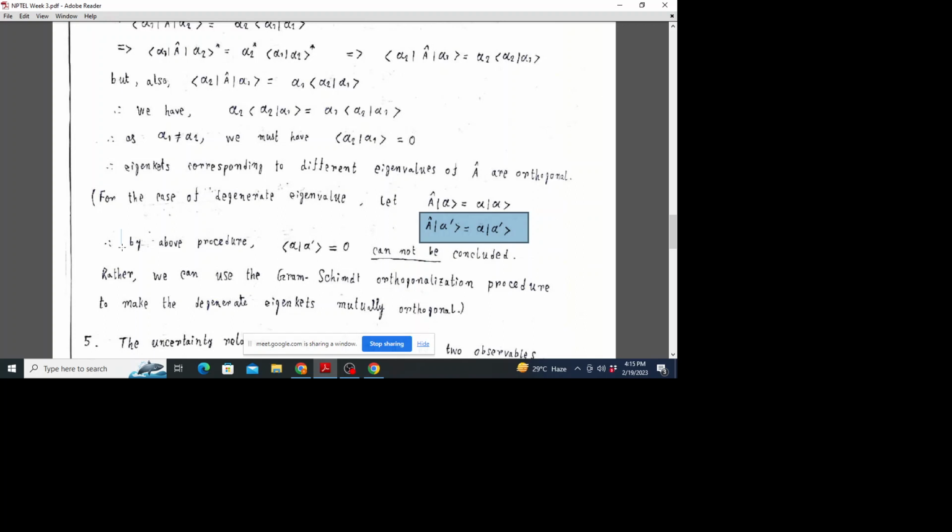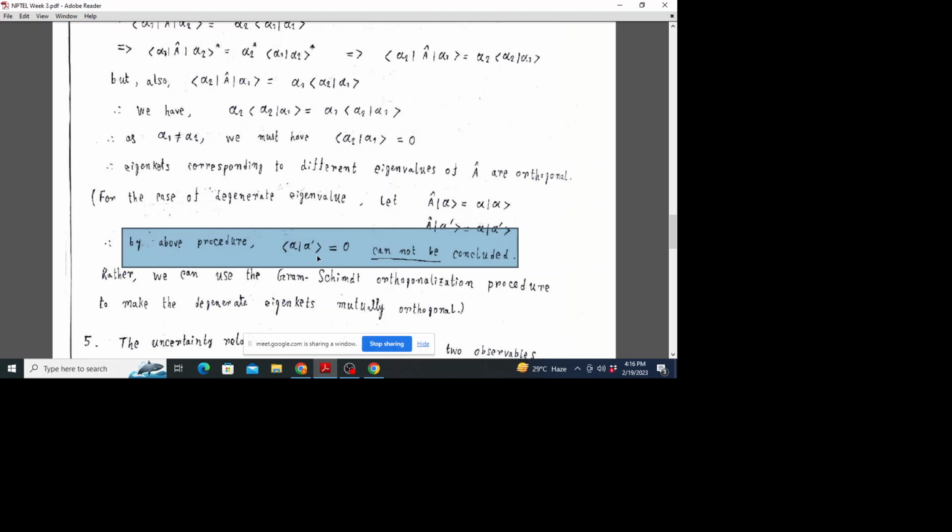So if you follow the above procedure in this step, you will see that here you have alpha, and here you will have alpha also, and both left hand side and right hand side will be exactly equal to each other, and you will not be able to conclude anything. So in the degenerate sector, the above argument cannot conclude the orthogonality between alpha and alpha dash.